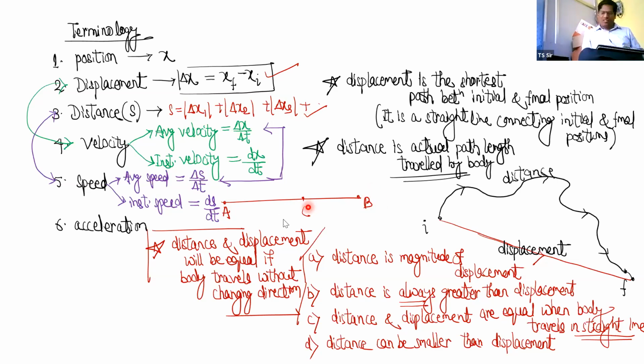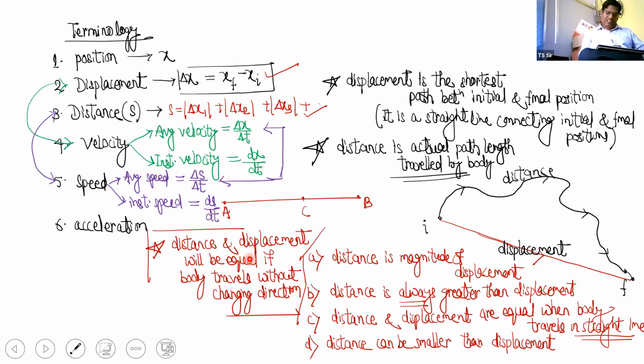From B to C, we have to calculate separately. Then we should add both of them to get the distance. That's the method to find distance. Then I said about average velocity, that is delta x by delta t. Instantaneous velocity, that is dx by dt. Average speed, that is delta s by delta t. Instantaneous speed, that is ds by dt.